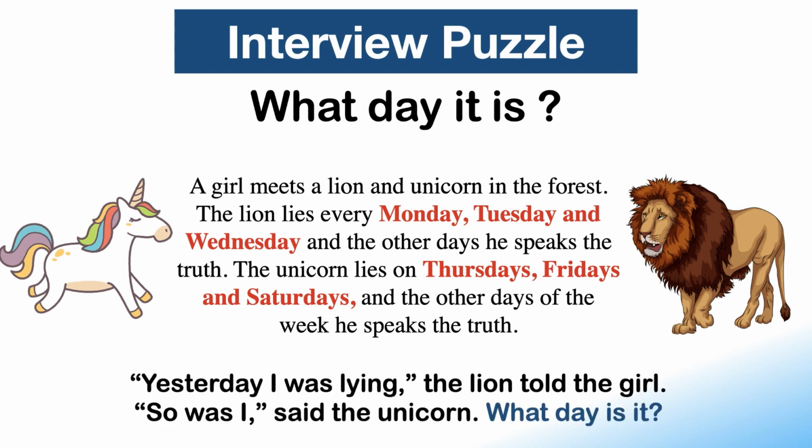"Yesterday I was lying," the lion told the girl. "So was I," said the unicorn. What day is it? Based on the statements made by the lion and the unicorn, you are supposed to identify what is the current day.